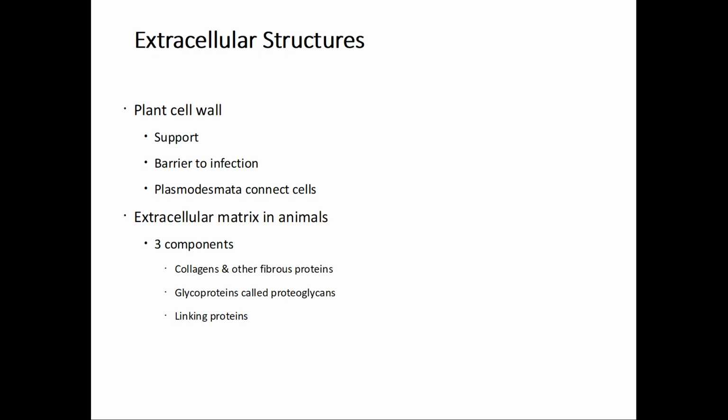All right, in animals, we have a structure called extracellular matrix. This is a fibrous structure that surrounds animal cells and allows animal cells to be in contact with other animal cells. It's made of three components: collagens and other fibrous proteins, glycoproteins called proteoglycans, and linking proteins.